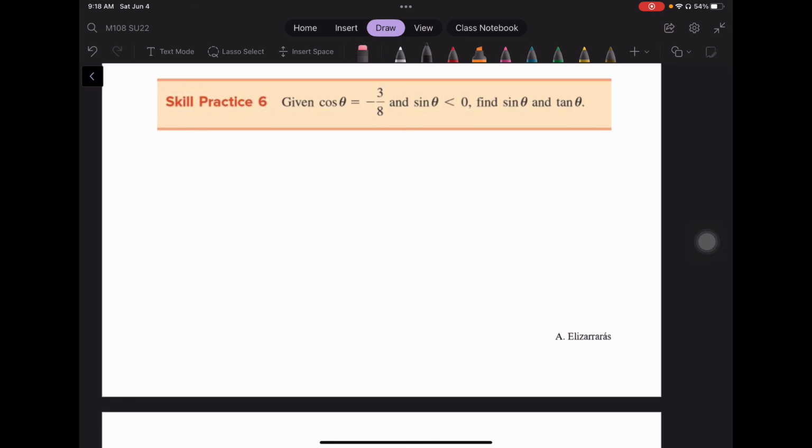Skill practice 6. Given cosine of theta is equal to negative 3/8 and sine is less than 0, find the sine and the tangent. So we have to do a few things here. We need to draw out what this triangle looks like and determine what quadrant it's in. Cosine is going to be x over r. Whenever cosine is negative, then x is also negative, because remember, r is always positive. And x is negative in the second and third quadrants.